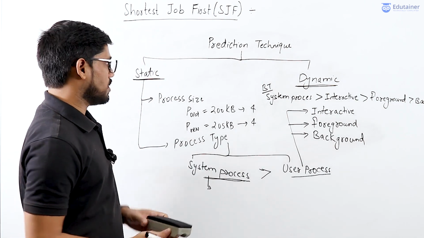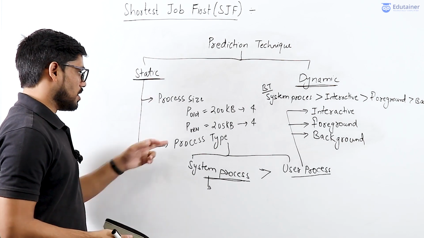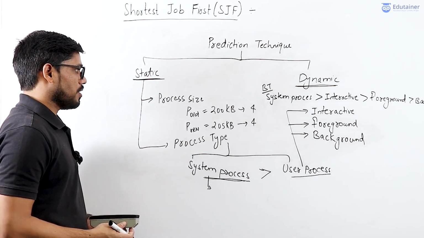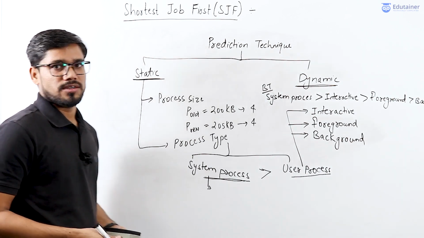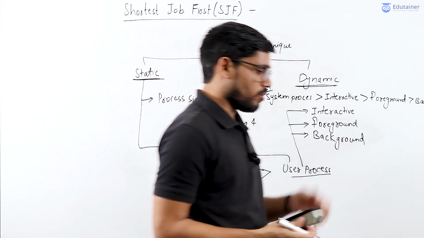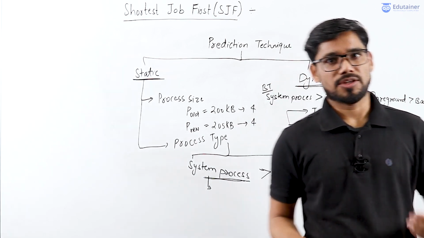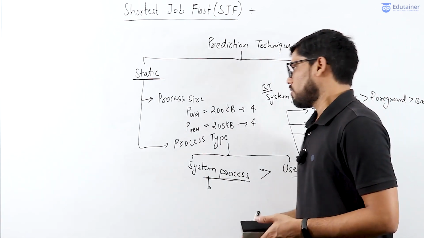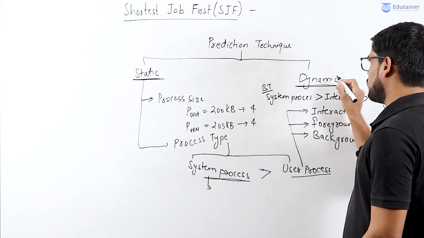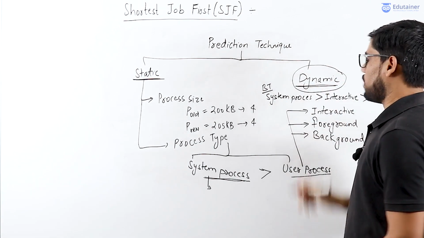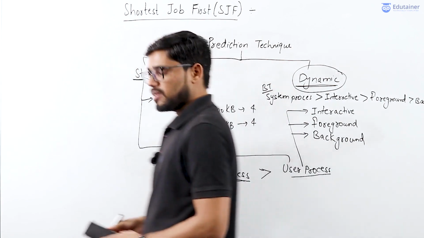So these are the two techniques. One is the process size and the other one is the process type, based on which we can predict the burst time and fix it throughout the completion of all processes in the operating system. Now in the next video we will see the dynamic approach for predicting burst time.